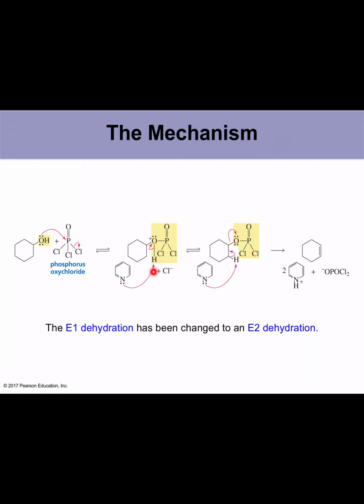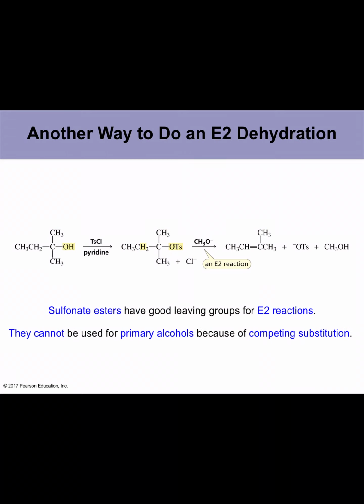Oxygen has a hydrogen already attached to it. Now oxygen is positively charged. Pyridine comes and removes a hydrogen and forms this intermediate. And then we have not only one pyridine, we have more pyridine in the reaction mixture. It can act as a base, come and take the hydrogen and form the double bond and make a leaving group. This is a good leaving group and you form the alkene. E1 dehydration has been changed to an E2 dehydration in this case.